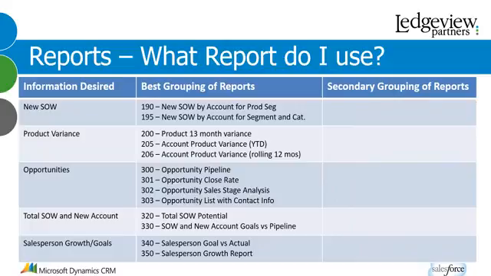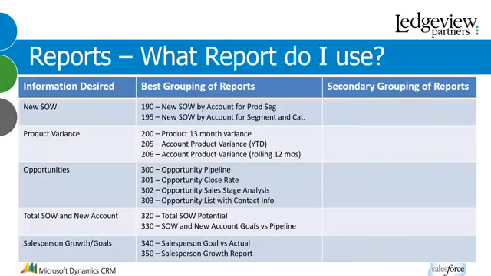Report 303 is an opportunity list with the contact information. One of the main reasons we did this is to verify that the information in the system is correct and you have the correct contact associated to that opportunity. So that's a great tool for data cleanup too.